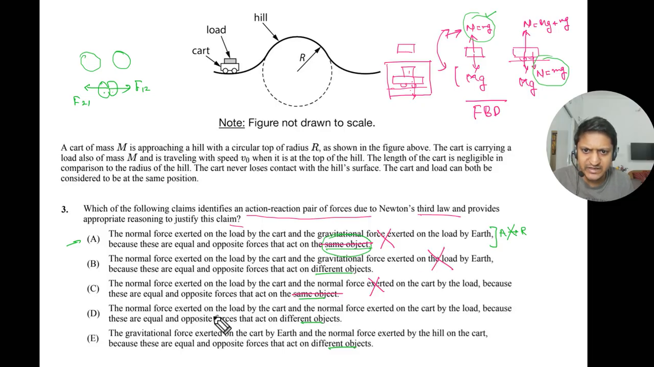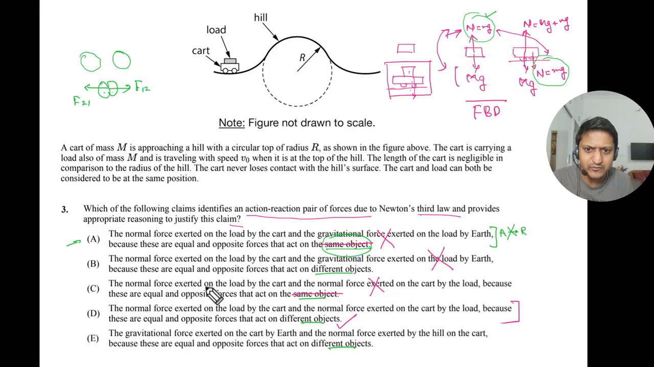The normal force exerted on the load by the cart, this is N, and the normal force exerted on the cart by the load, this one. So now he is talking of these two forces, because these are equal and opposite and act on different objects. Yes, of course, this is the completely right option. And option C is also very similar.